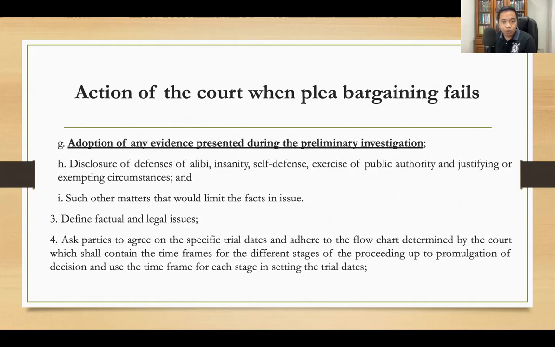Okay. The court will also define the factual and legal issues in the case, and the court can ask the parties to agree on specific trial dates.